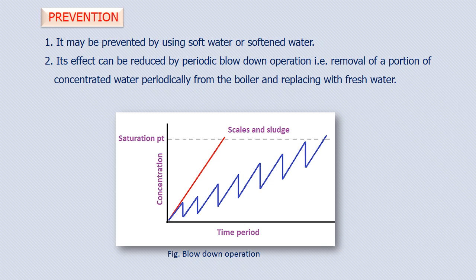But as we start boiling the water, the concentration of the salt starts increasing in the boiler, and the increase in concentration leads to the formation of scales and sludge. So to avoid the formation of scales and sludge, the salt should not reach the saturation point. If you are able to avoid that, then scales and sludge can be prevented in the boiler in a cheaper method. So this method is called periodic blowdown operation.